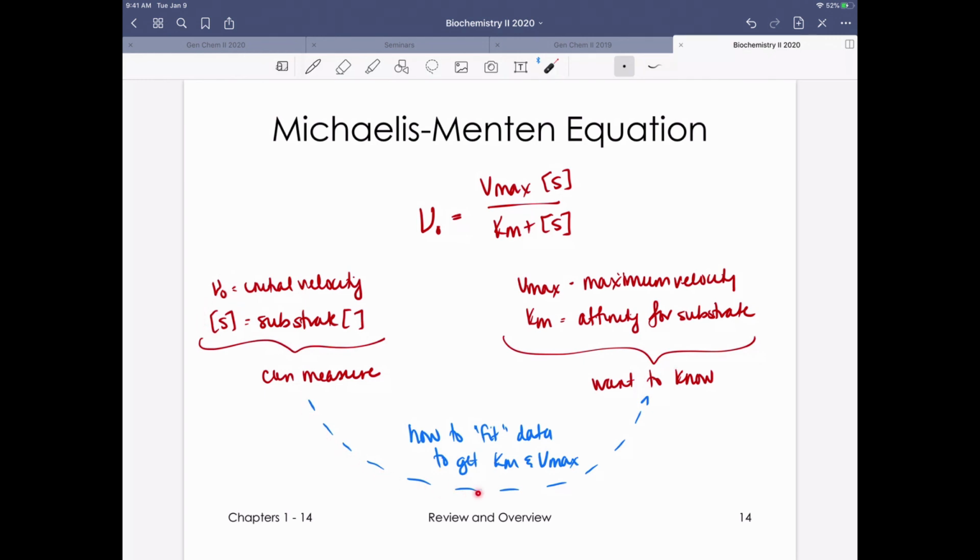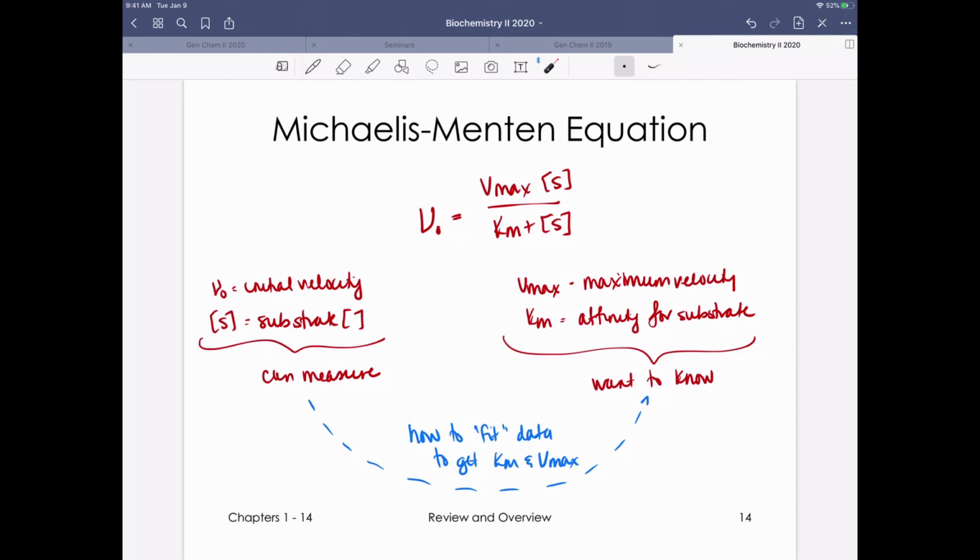So again, how we fit data that we can measure to get data that we want to know, like Km and Vmax, is all about analyzing kinetics data. We use the very simple method of the Lineweaver-Burk plot, which has its pluses and minuses, but there are lots of different ways to fit this data to give the kinetic parameters that we're interested in.